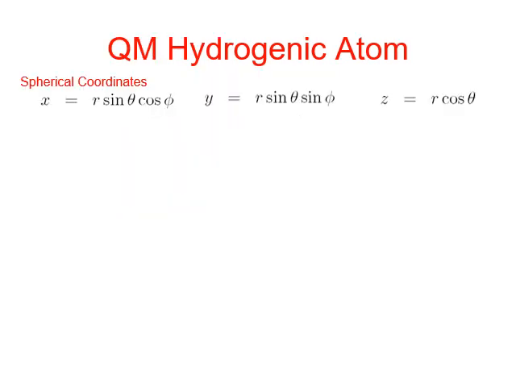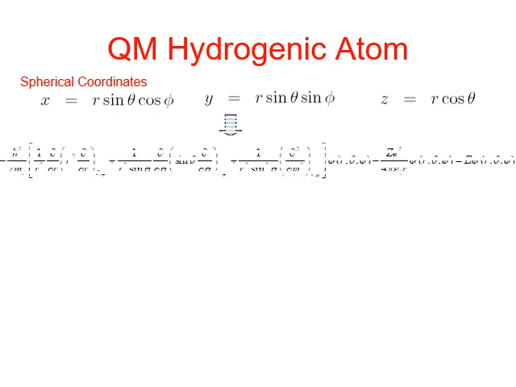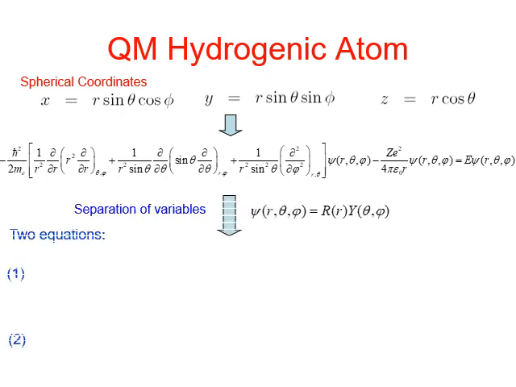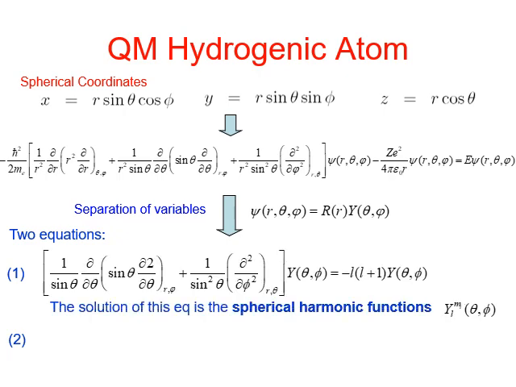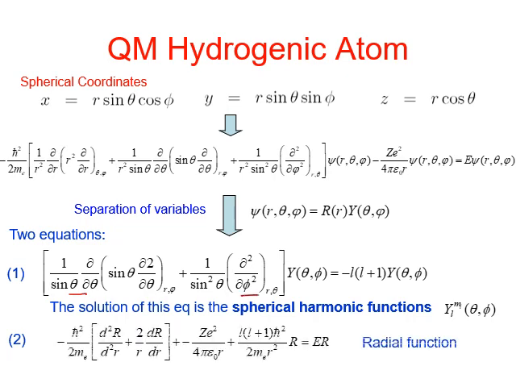The Schrödinger equation we just presented in the last slide is in Cartesian coordinates. Due to the symmetry of atoms, it is more convenient to change to spherical coordinates. And in spherical coordinates, the Schrödinger equation can be separated into 2 equations. One only contains the 2 angles, theta and phi. The second equation only contains the distance r.